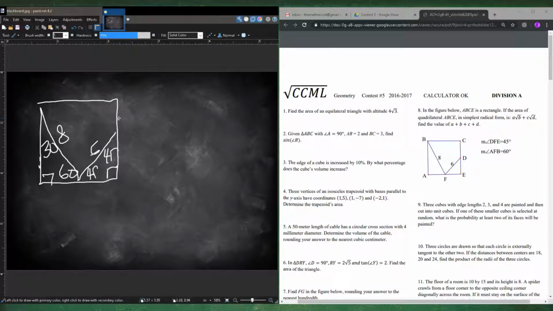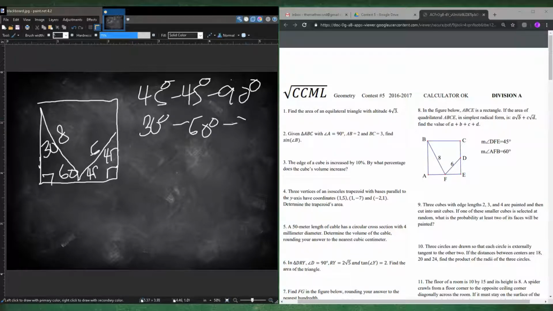So if you know your special right triangles, there's the 45. You basically need to know the 45-45-90, which is the 45 degree, 45 degree, 90 degree triangle, which is this one, and the 30-60-90 triangle, which is this one right here. So if you know those, you could just do the variables.